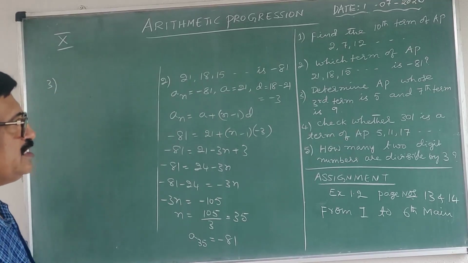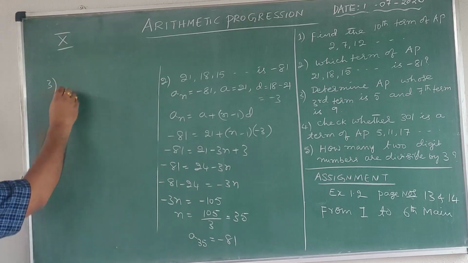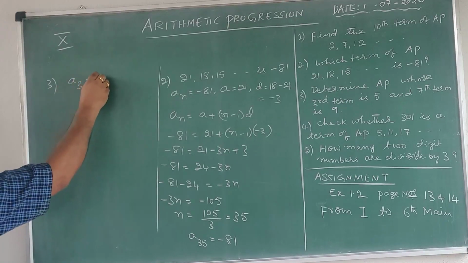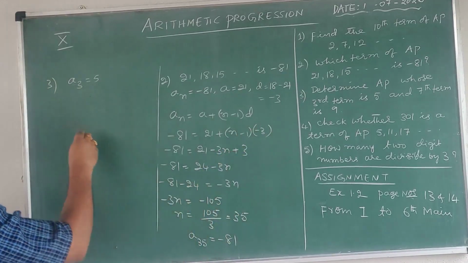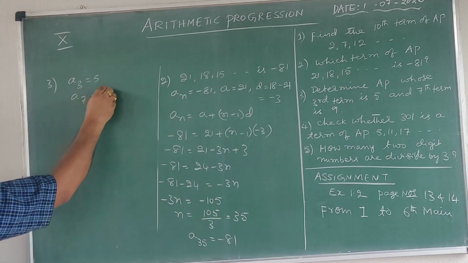Determine the arithmetic progression whose third term is 5, a_3 is 5, and seventh term is 9, a_7 is 9.